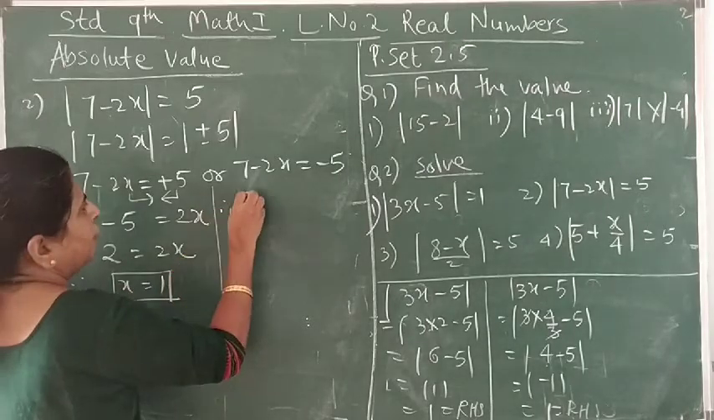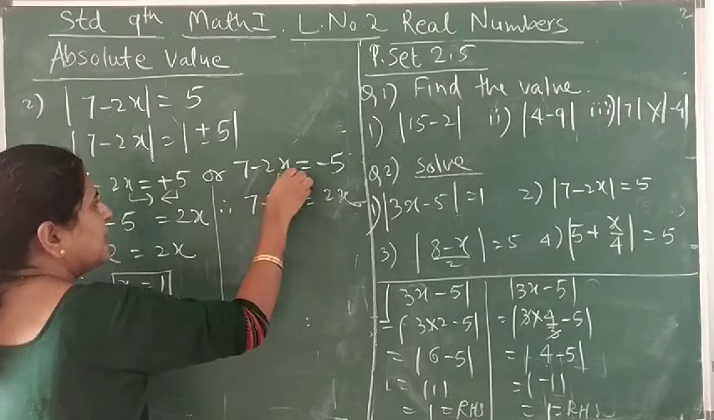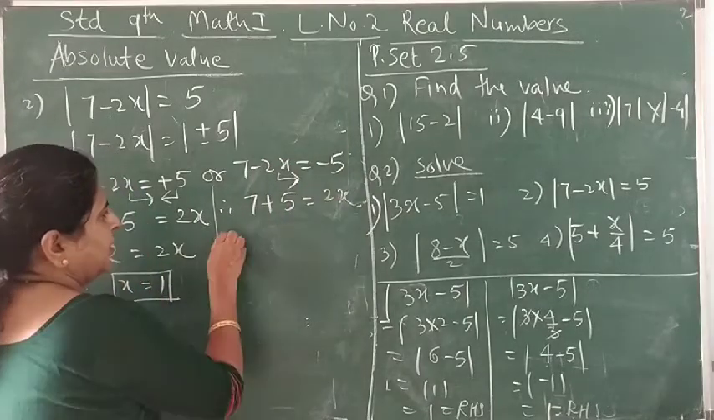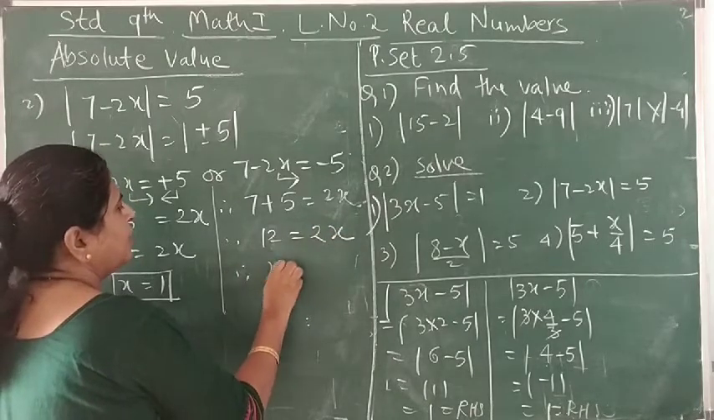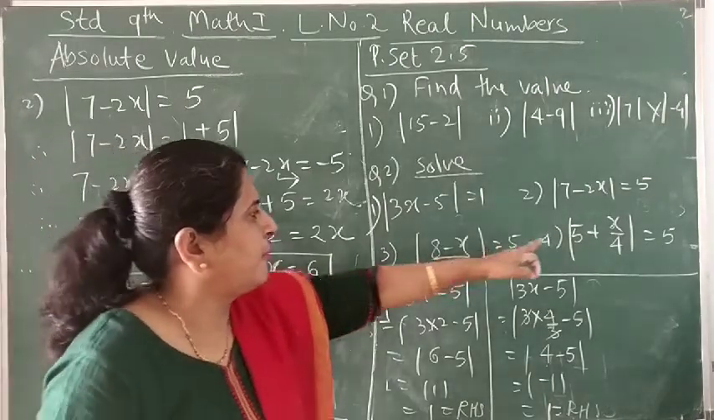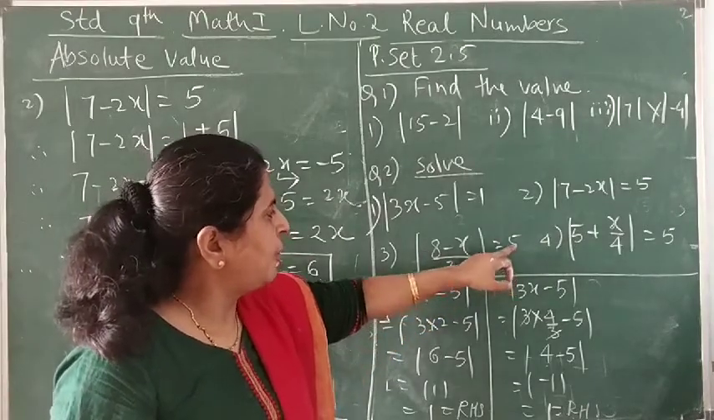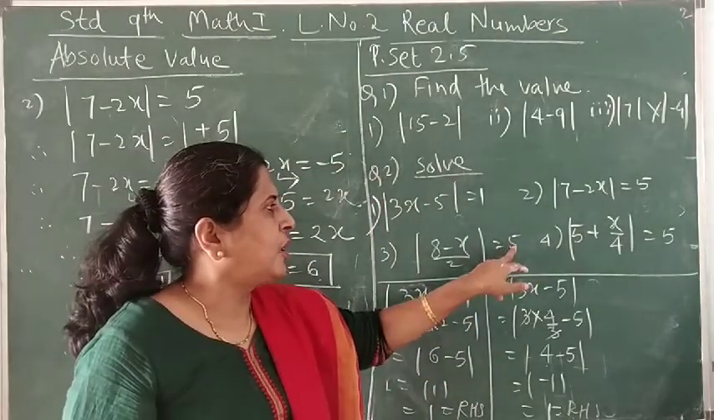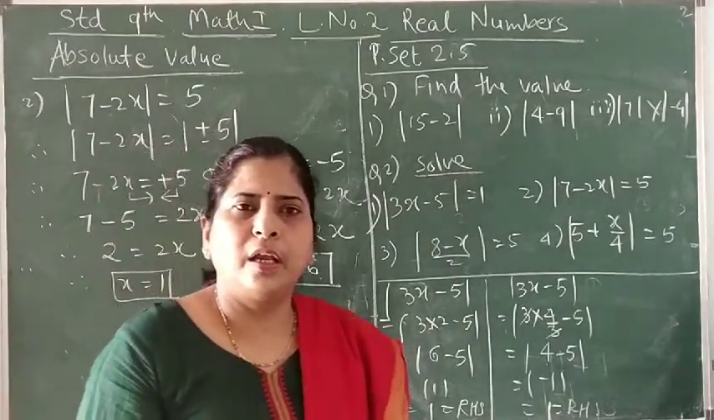And here, 7 minus 2x is equal to minus 5, therefore 7 plus 5 is equal to 2x. As the variable is negative, to make it positive, we have shifted it and the number to the other side. So 12 is equal to 2x. Now 2 sixes are 12, so x is equal to 6. This way you have to simplify. Whatever equation we have, these are normal equations, and you have to take plus 5 or minus 5 when you put it into the absolute value sign, the two vertical lines. You can solve the remaining questions like this and get the answers.